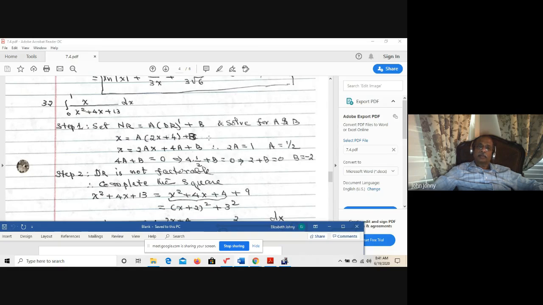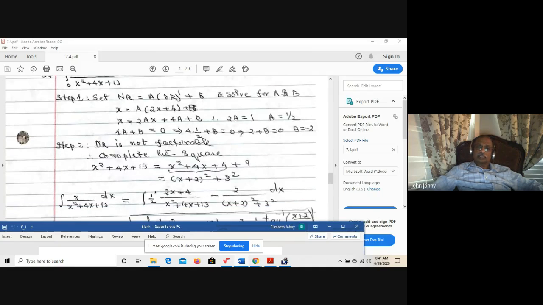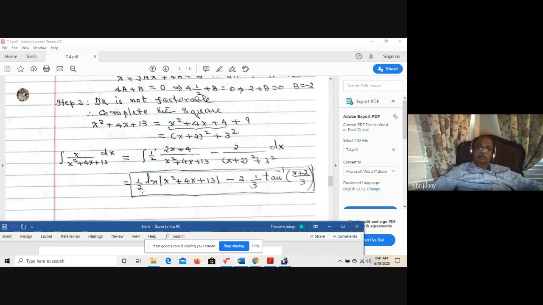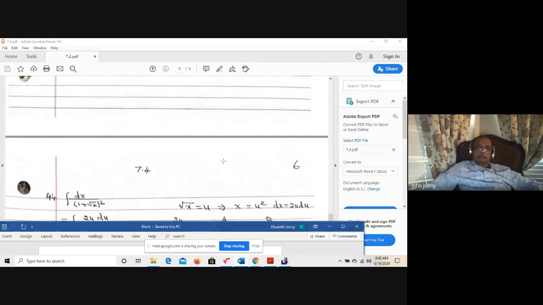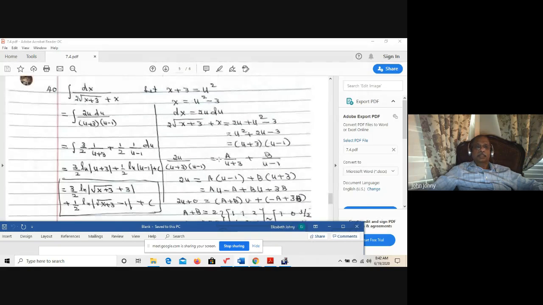Now, whole divided by the denominator means a times (2x plus 4) divided by (x squared plus 4x plus 13) minus 2 divided by ((x plus 2) the whole square plus 3 squared). So this is 1/2 times natural log of x squared plus 4x plus 13, because the numerator is the derivative of the denominator, minus 2 times 1 over 3 tan inverse of (x plus 2) over 3. That formula, you recall that formula. Yes, number 40.